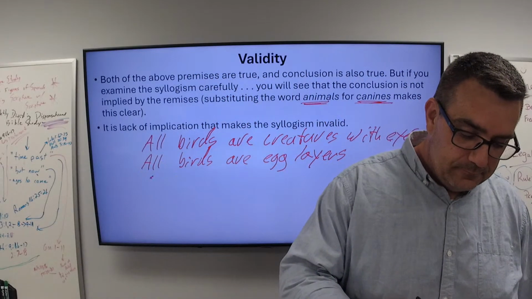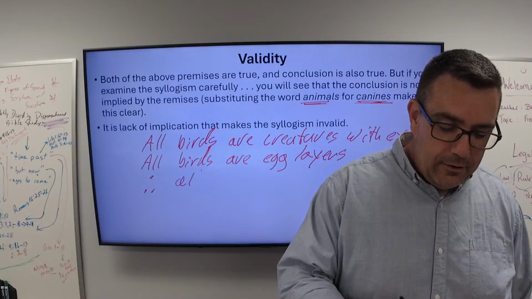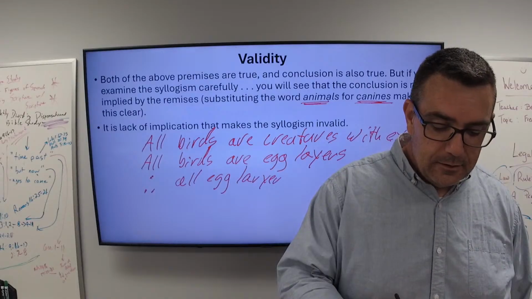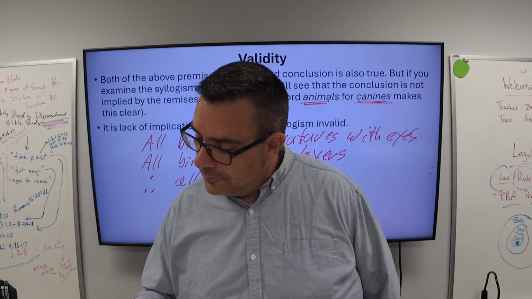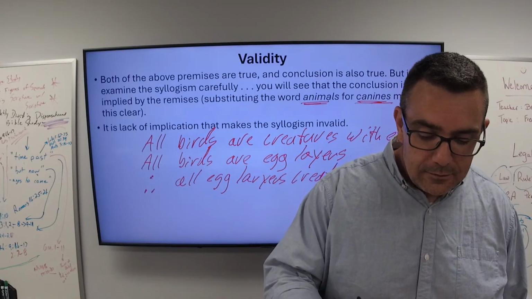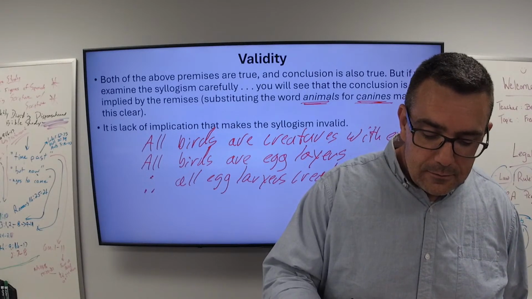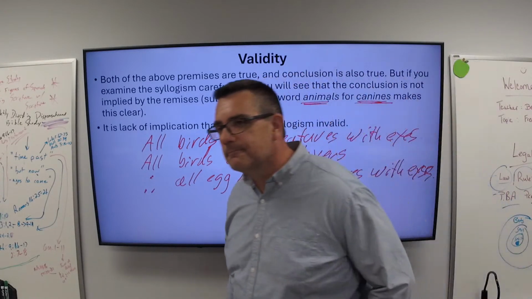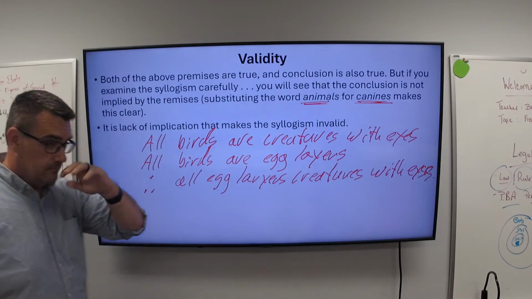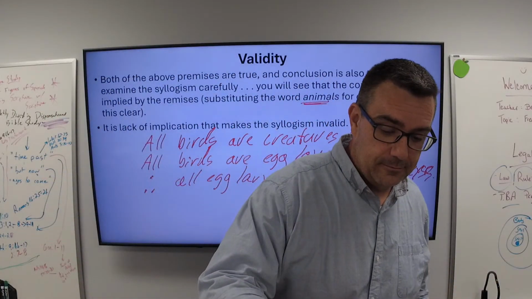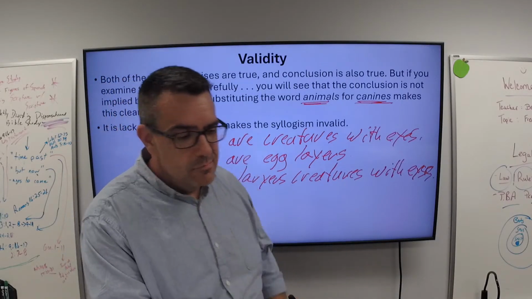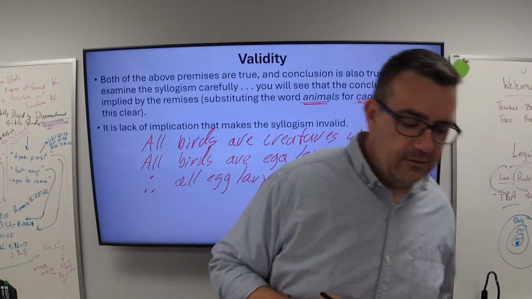Therefore, all egg layers are creatures with eyes. Okay? Is it true that all birds are creatures with eyes? Yes. As far as I know, that's true. Can't think of any, well, unless it's a bird born without eyes, a mistake in birth, a defect.